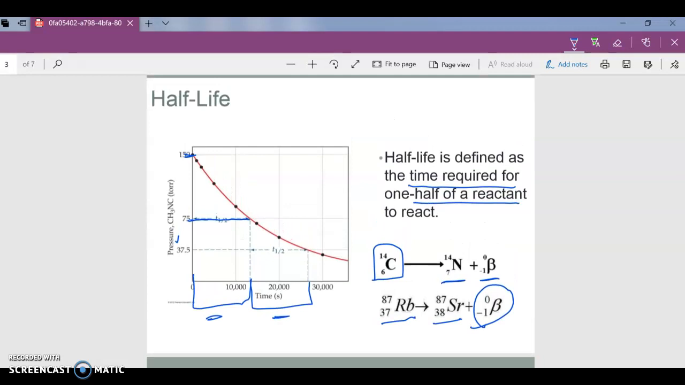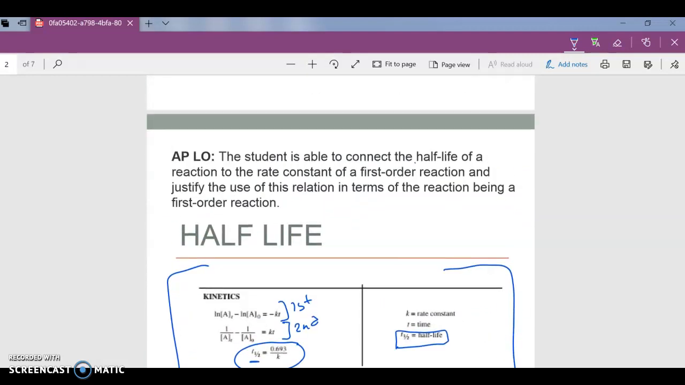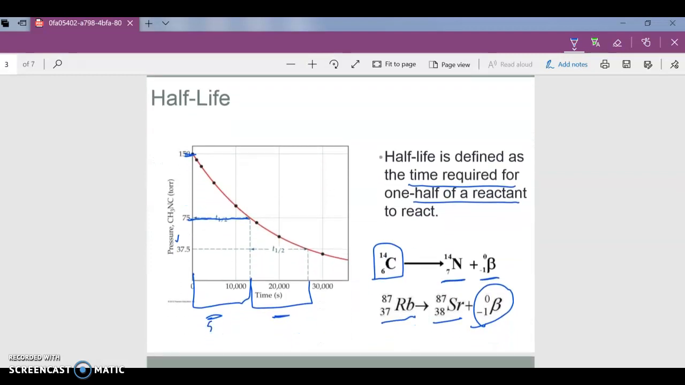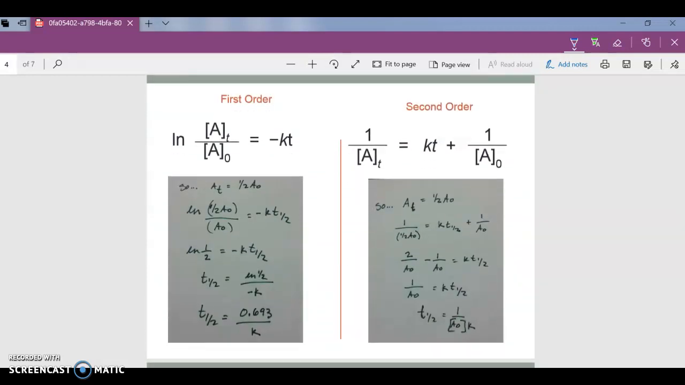So AP expects you to be able to connect a half-life of a reaction when it's a first order reaction. That's all they're looking at, first order reaction. And to justify that, we'll take that one part at a time. So I want to look at how the half-lives are the same each time. And that only happens if you have a first order reaction.